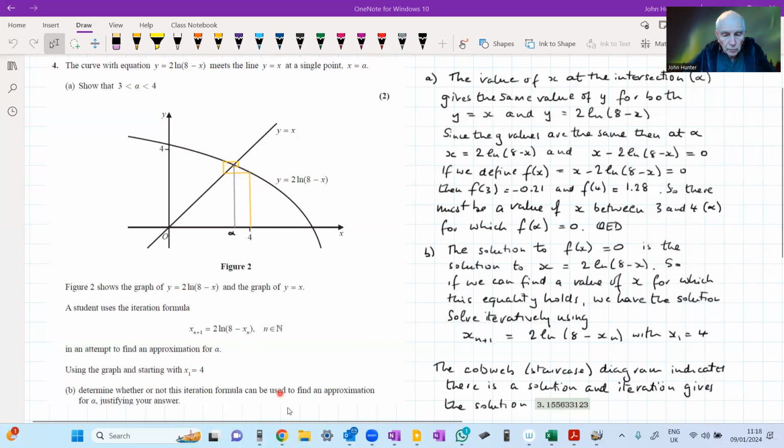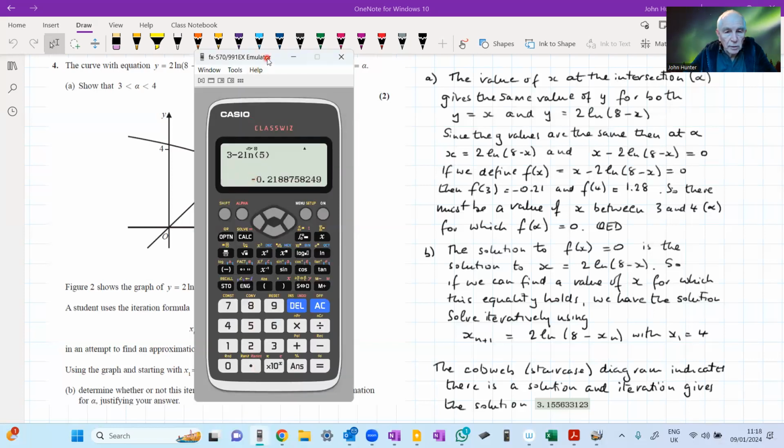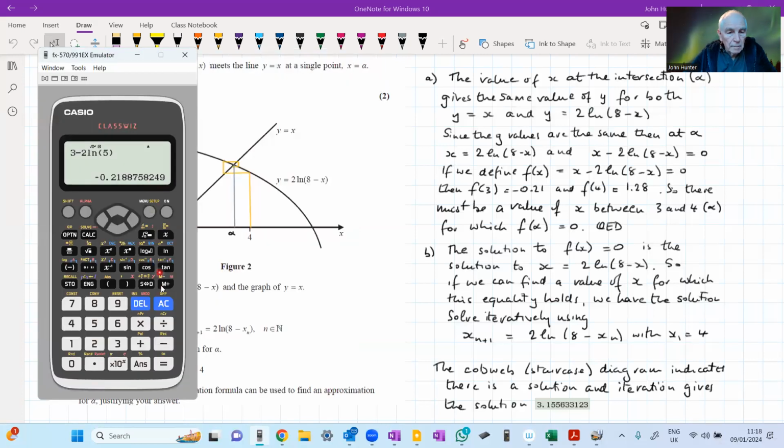So hold that thought. But what we're going to do first is pitch straight in and see if we can use our calculator to do this. This is the process that we're going to follow. First of all, we need to store the value 4 in the answer storage location. We just do that by typing 4 equals. So that's stored in there.